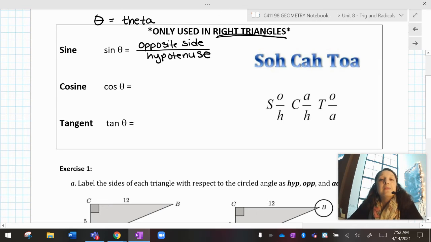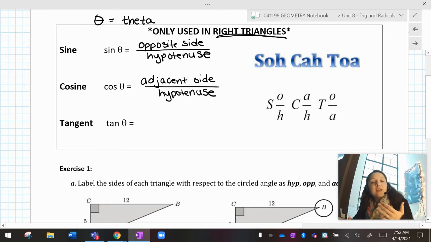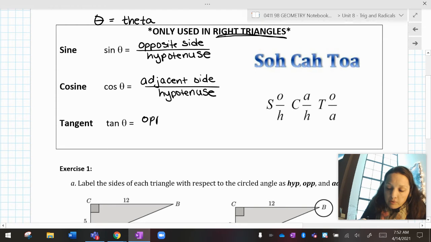And then cosine, instead of using the opposite side, we use the one that was close by. In mathematics, the one that's close by we called the adjacent side. So cosine is adjacent over hypotenuse. And then for tangent, we use the far away one divided by the close one. So that was opposite over adjacent.